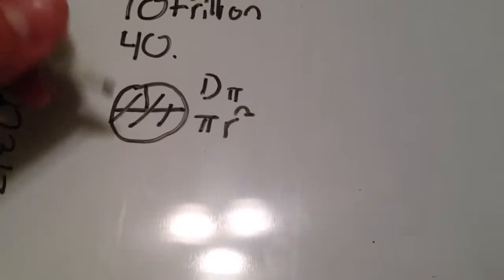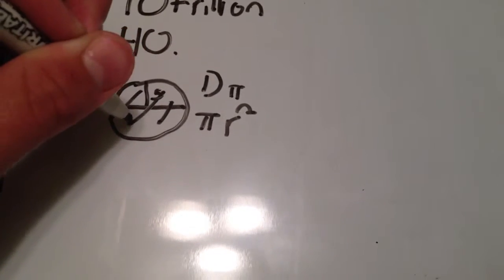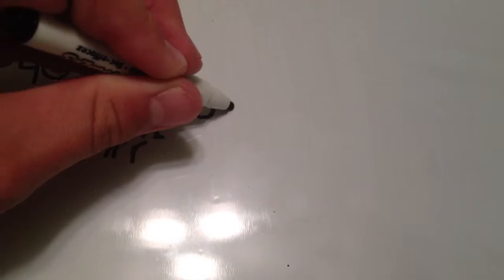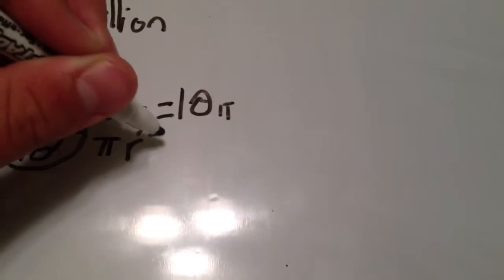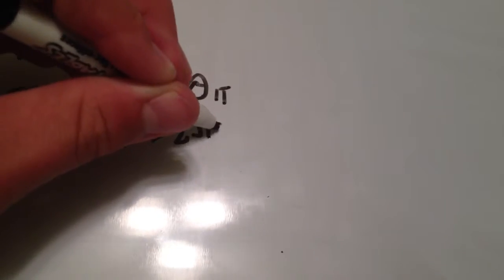Now let's see these equations in action. So let's say your radius was 5 and your diameter was 10. Then the circumference would be equal to 10 pi, and the area would be equal to 25 pi. Simple.